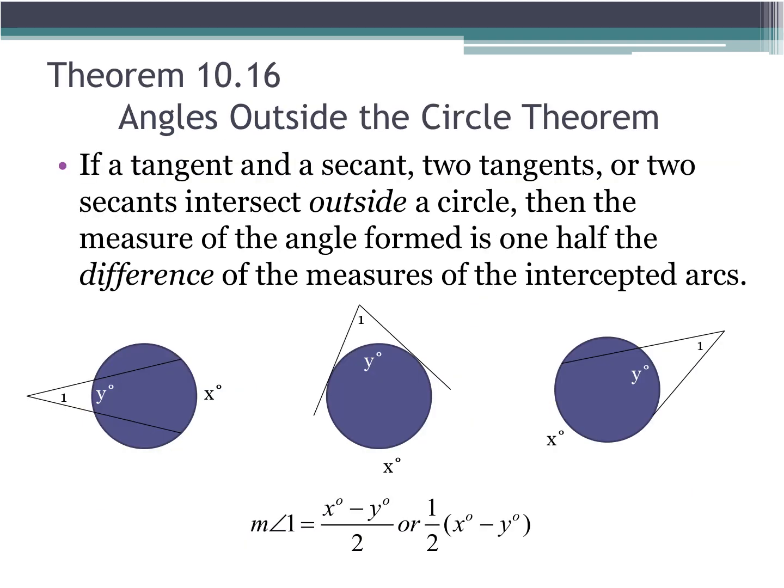Now we have theorem 10.16, the angles outside the circle theorem. If a tangent and a secant, two tangents, or two secants intersect outside of a circle, then the measure of the angle formed is 1/2 the difference of the measures of the intercepted arcs. So, for example, in this first one, we have two secants. I'm just going to name them. In this one, again, we have two tangents. And in this one, we have a tangent and a secant.